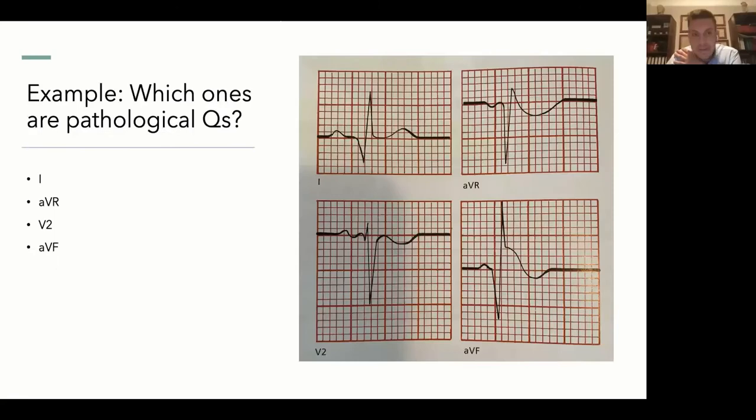In this example here, there are 2 leads with pathological Q waves. Can someone tell me which ones they are? Please take up the mic. And don't hurry, because it is kind of a trick question. Anyone? AVR and AVF. So AVF is correct. AVR, no, but why not?